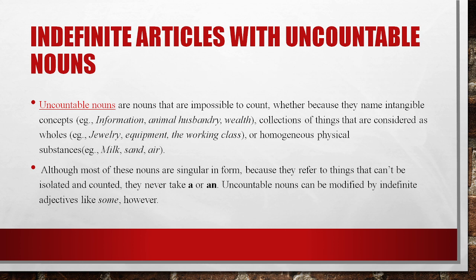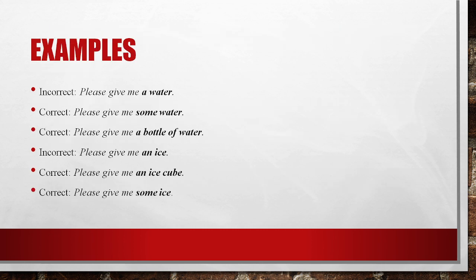Uncountable nouns can be modified by indefinite adjectives like some, however. Here are some examples. Please give me a water is incorrect, but the correct usage is water. So please give me some water. And please give me a bottle of water. An incorrect sentence: please give me an ice. So here the correct one is please give me an ice cube. The correct sentence is please give me some ice.